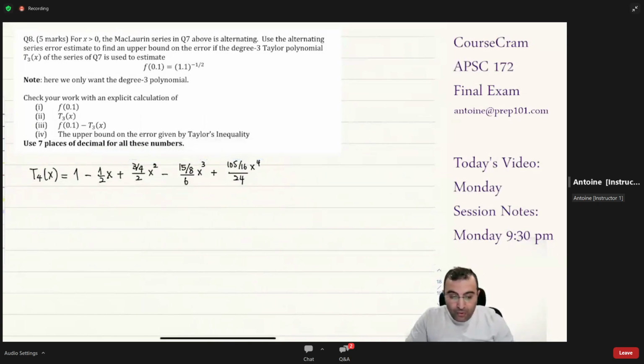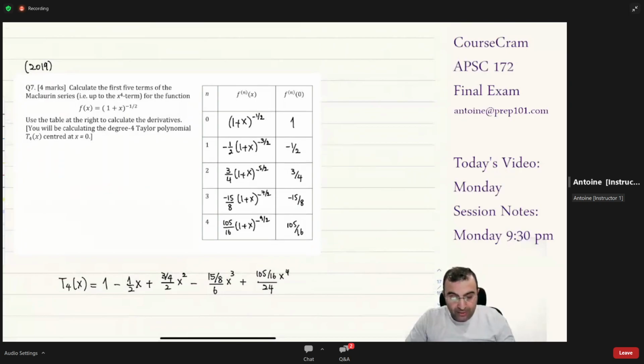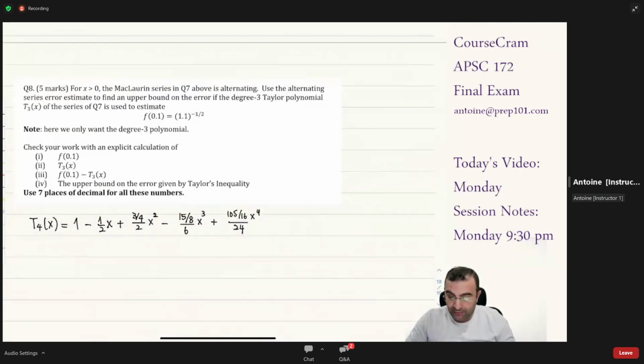So for the Maclaurin series in Q7, for x equal to 0, the Maclaurin series that we find in question 7 is alternating. So they're telling us that it is alternating. Use the alternating series error to find an upper bound on the error. They're telling us it's an upper bound because it's plus, right? So we're doing T3. This is T3.